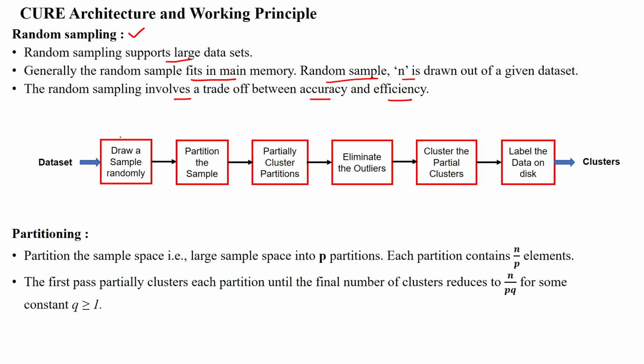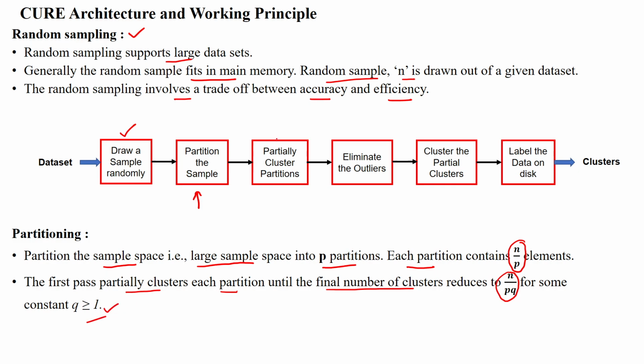After selecting the random sample, we apply partitioning to the sample. Here we partition the selected sample space, that is, the large sample space is divided into p partitions, and each partition will have n/p data points. In the first pass, we apply the clustering approach on the partitioned sample space. We partially cluster each partition until the number of clusters is reduced to n/(p·q) for some constant value q, where q is always greater than or equal to 1.